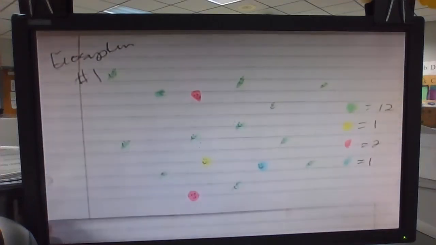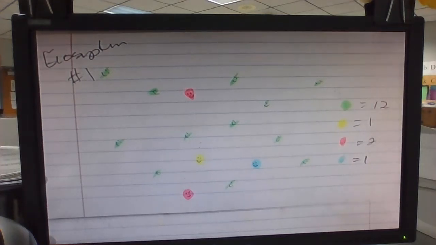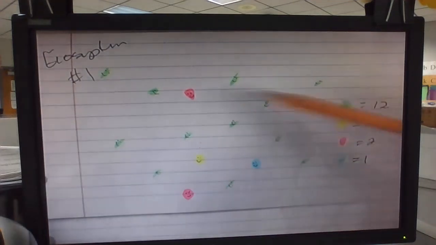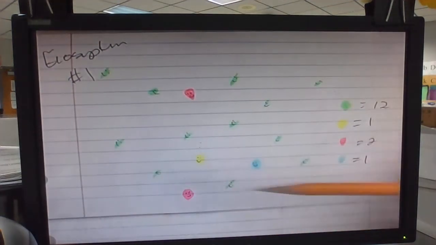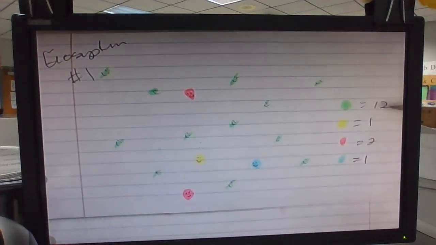Okay, so, for example, here is an ecosystem. Each little speckle represents a critter. Critters of the same color represent a species. So green is one species, pink is another, yellow is another, blue is another. So in this ecosystem, I have 12 individuals of the green species. I have 1 individual of the yellow species. I have 2 individuals of the pink species. I have 1 individual of the blue species.